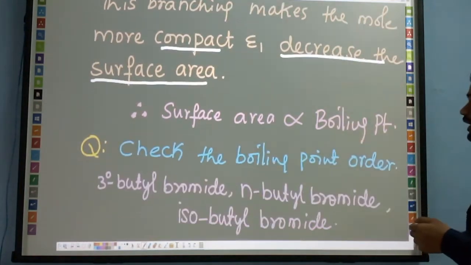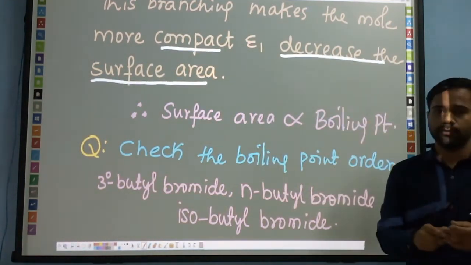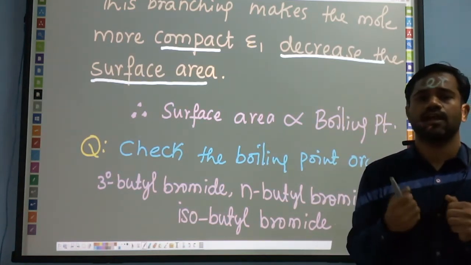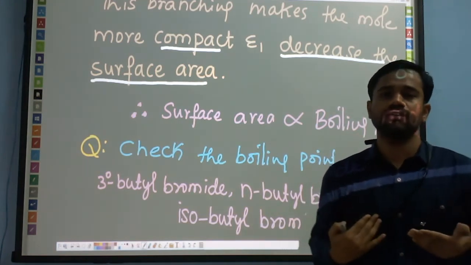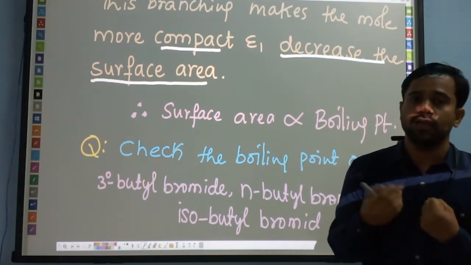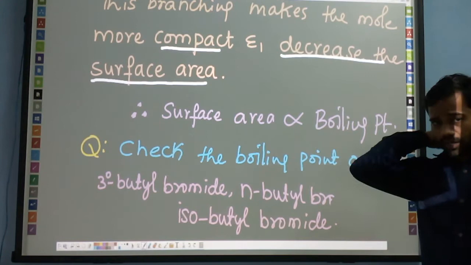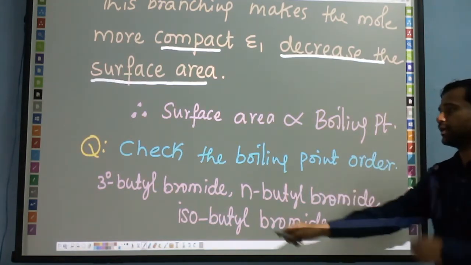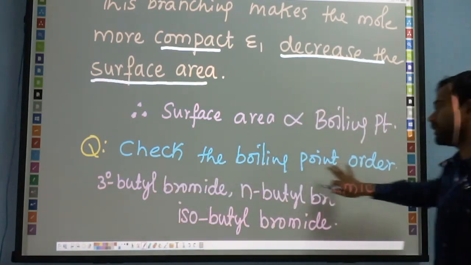Okay, if I see the relation, the surface area is directly proportional to the boiling point. If any molecule has a high surface area, it's going to have a high boiling point. If any molecule has the least surface area, it's going to have the least boiling point. The more the branching, the lower the boiling point. Okay, let's see next. If you understand this topic, let's try to solve this.